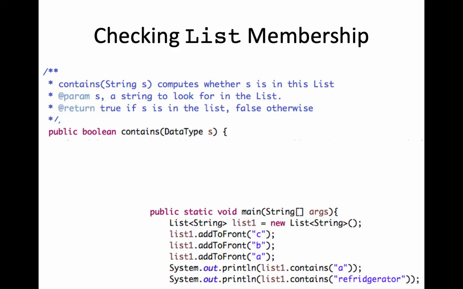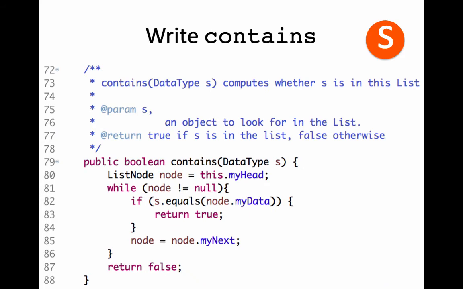Okay, next up, I want you to pause and try to write the contains method. Contains is going to call the compareTo method on s, that input, and each of the elements in my list. If the data in any of the list nodes, when called with s and compareTo, returns 0, that means those two things are equal and my list does contain the element s. So pause here and try to write that code. Okay, here I've got my code.